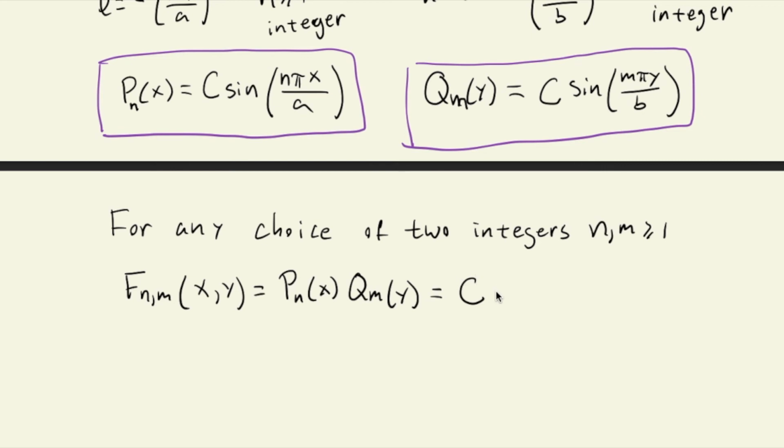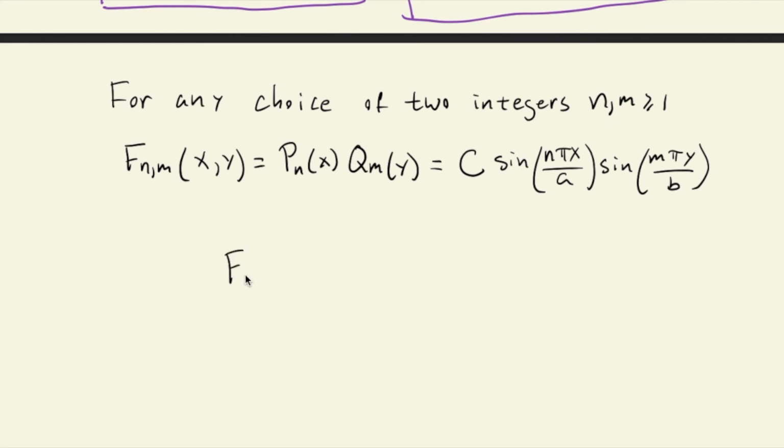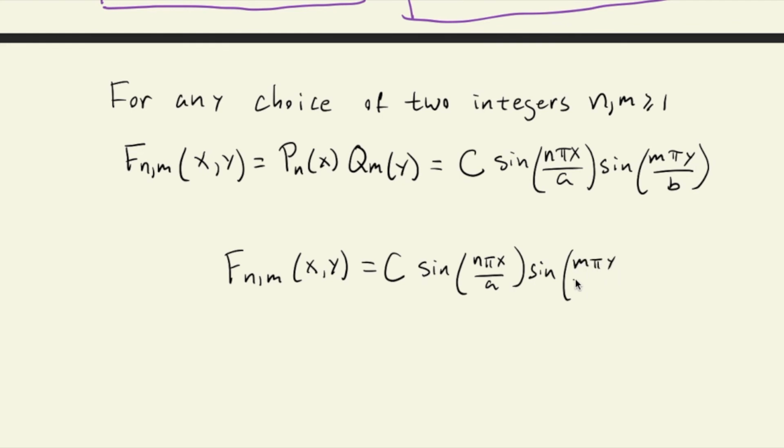And the Pn of x is going to be sine n pi x over a. The Qm is a sine of m pi y over b. And that's what f has to be. f n m of x y is equal to some constant times the product of these two sines. Interesting function, in my opinion.